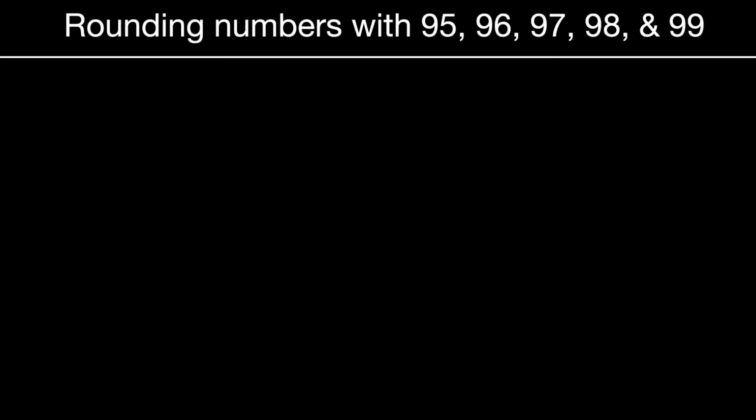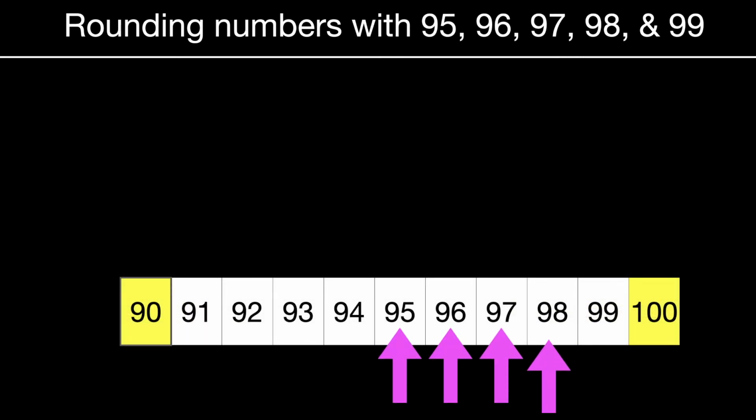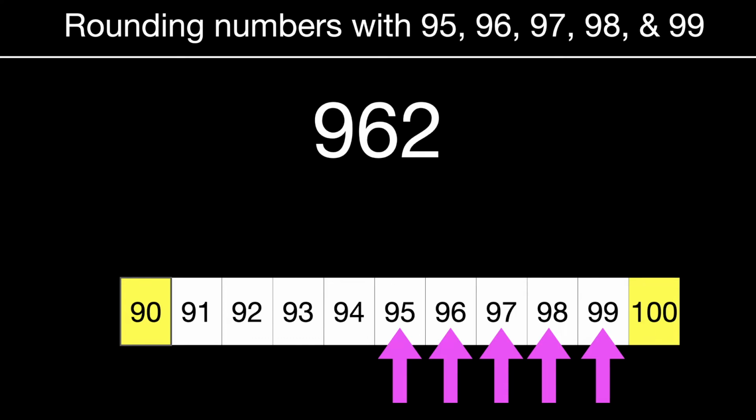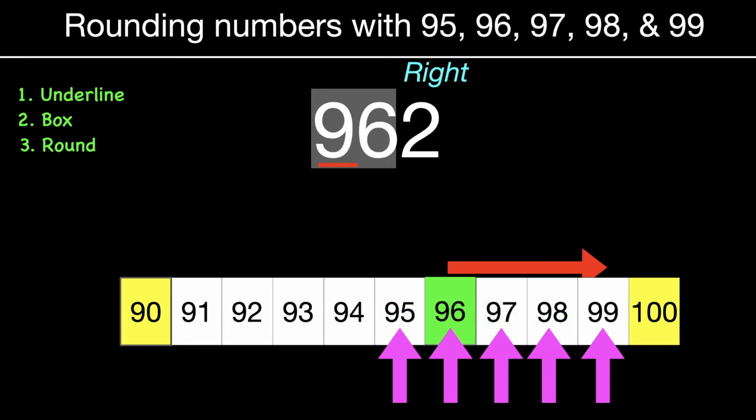When you round numbers that have 95 through 99, there's an extra step. I'll show you in a second. So what you're looking at is the very bottom of our rounding chart. Notice the numbers 95 through 99. So for example, 962 rounded to the nearest 100, we would underline, we would box the 96. We're going to round 96 by finding that on our chart. Notice that 96 is closest to 100.